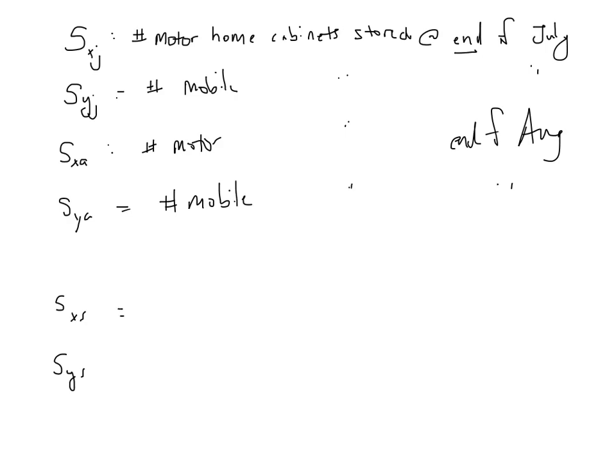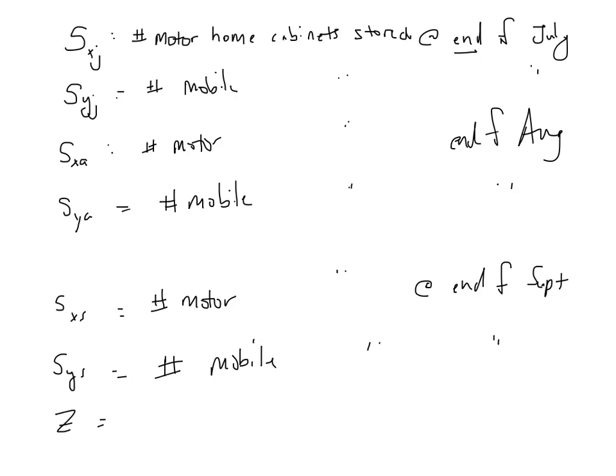And then we have for S sub XS, that's the number of motorhome cabinets stored at the end of September. And same thing here. This is mobile, and it's at the end of September. So there we have our final 6 variables. We could, of course, go ahead and do Z for our total cost if we wanted to. So 18 real variables, 1 additional extra helper.